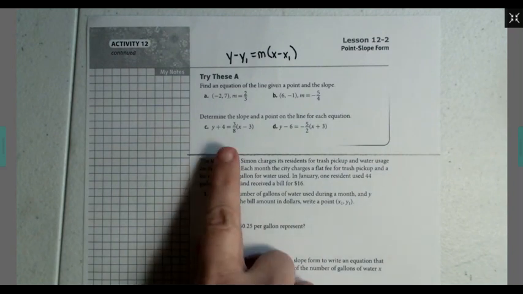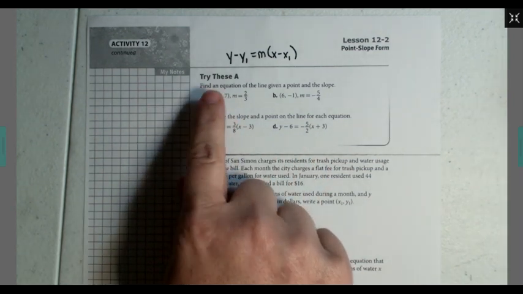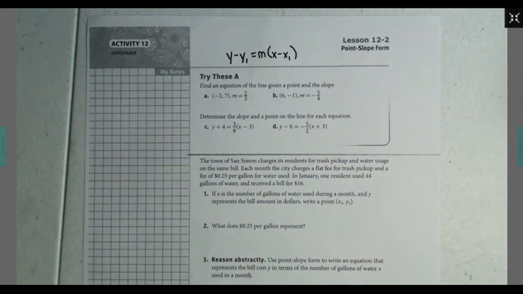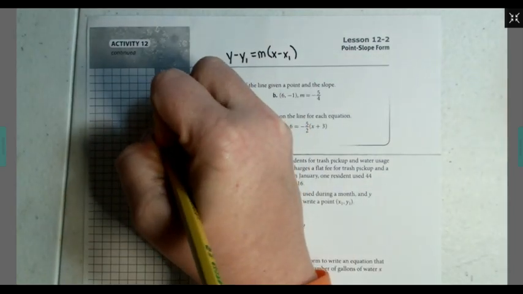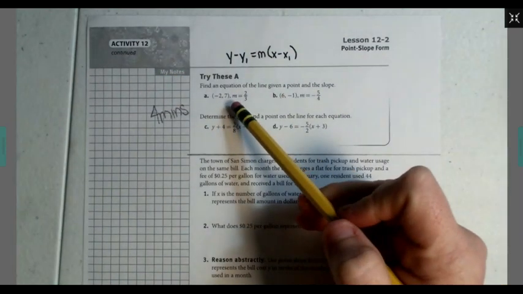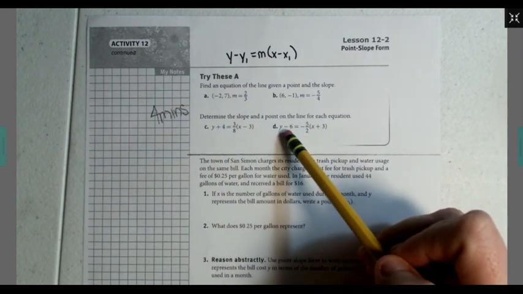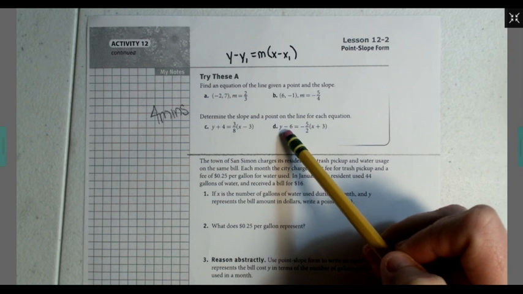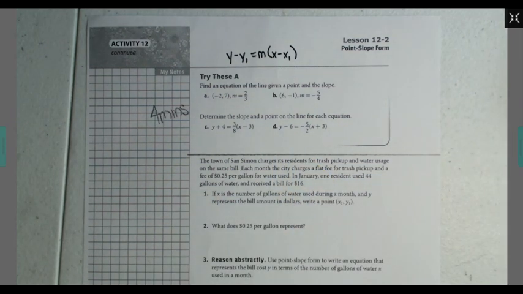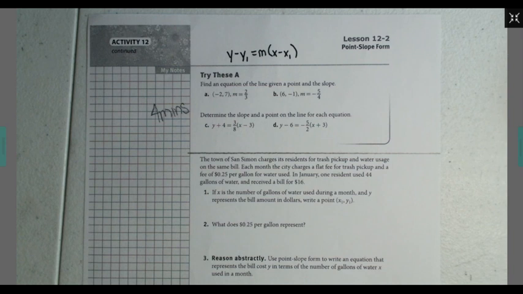Then, in the second part, for C and D, you're given the equation, and you're asked to identify your point and your slope. I would strongly recommend that before you move to the next slide, you take about 4 minutes to first, for A and B, write down the equation, and for C and D, identify your slope and your point. On the next slide, you're going to see a time to climb. It's going to have 4 questions, and it's going to ask you to identify the information from the Try These A. On to your time to climb. Good luck.